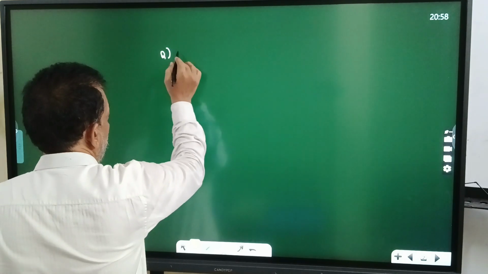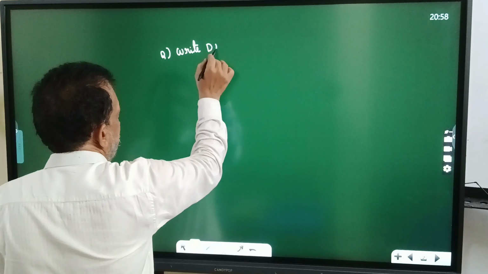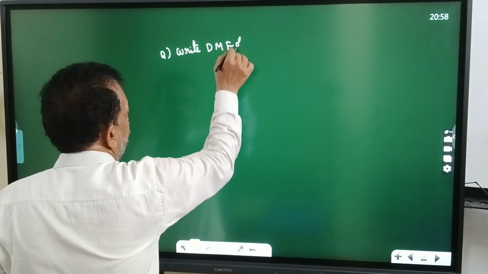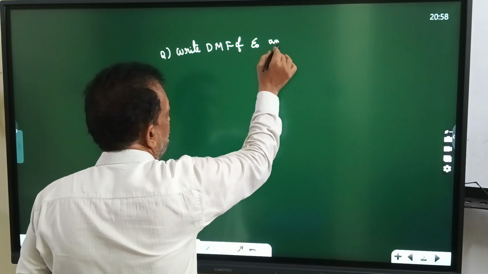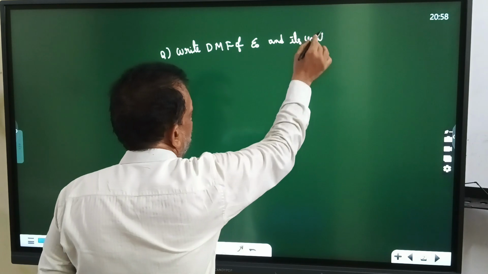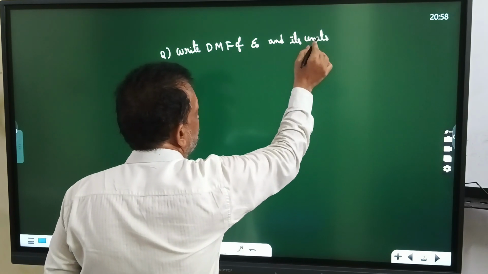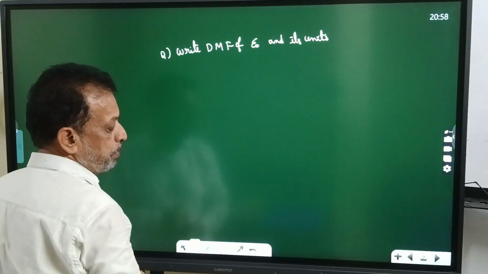Write the dimensional formula of epsilon naught and its unit. You can write the unit also. This is called the permittivity of free space in case of electrostatics.